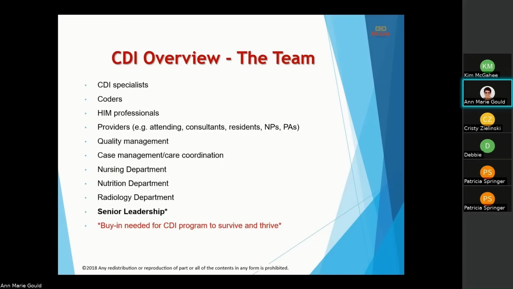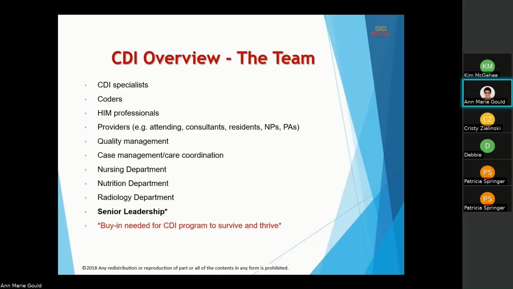We also work with coders though, so as a CDI specialist, you have a dual role. You're educating providers on one side, but then you're making sure that the diagnosis specificity is there for the coders when the patient is discharged from the hospital. You also work with quality management, case management or care coordination, your nursing and nutrition departments, even radiology, as well as senior leadership. And I think that's the biggest piece of the pie.